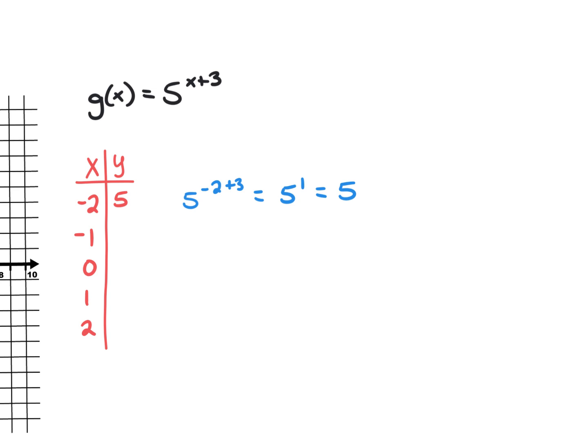Now we do this for every single value. What's negative 1 plus 3? So we get 5 to the second power, which is 25. Okay. Now, remember we talked about anything to the 0 power? But what's happening to our... We're adding to that. So we can't say automatically it's 1 this time because our new exponent is 3. So what's 5 to the third power? It is 125. Yep.